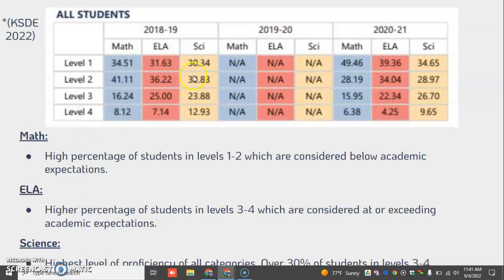ELA, you can see we do have a higher percentage of students in levels 3 and 4, so a little bit more of those that are at level or college preparedness. You can see our numbers stay pretty consistent as the years go by, but we still do have a pretty large percentage over here in the under category.